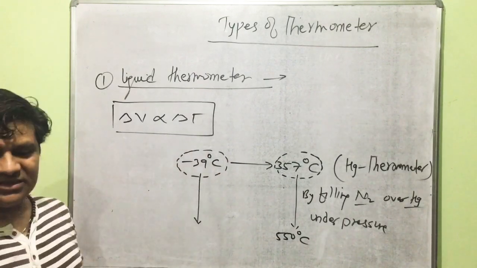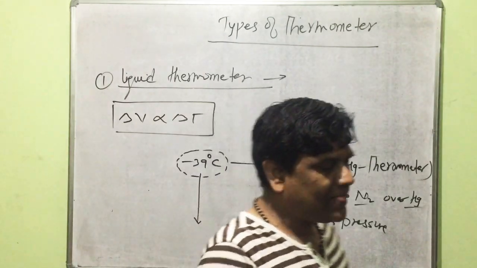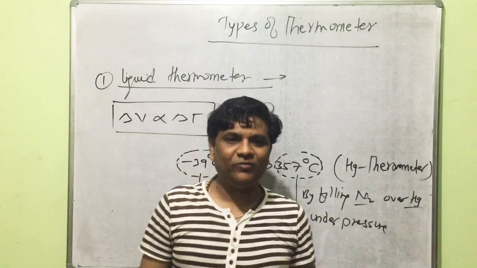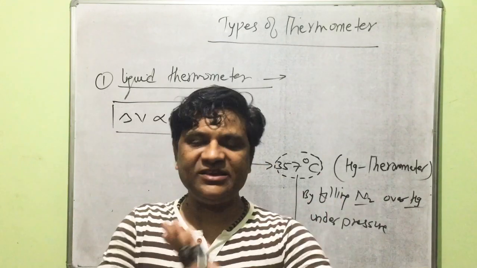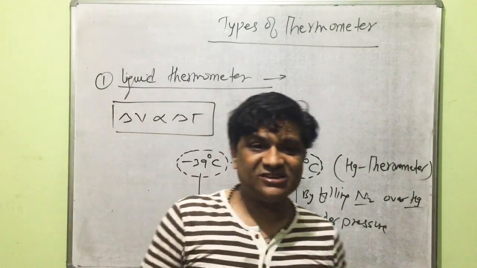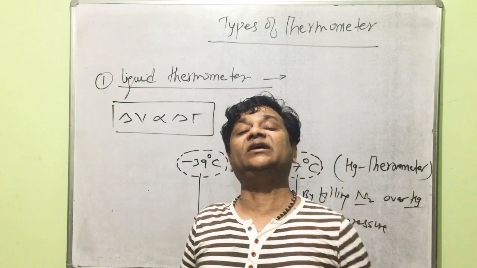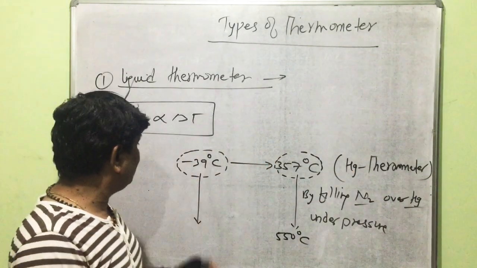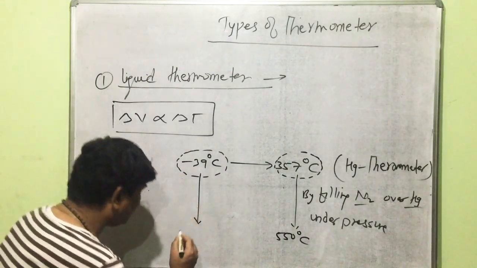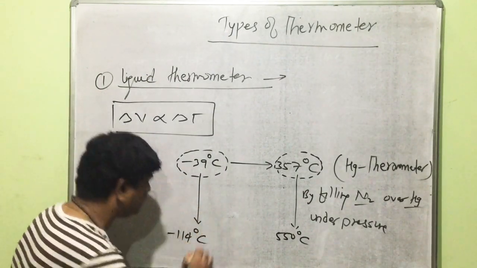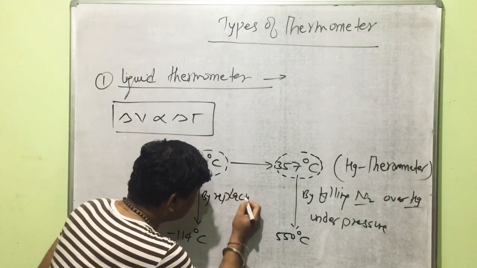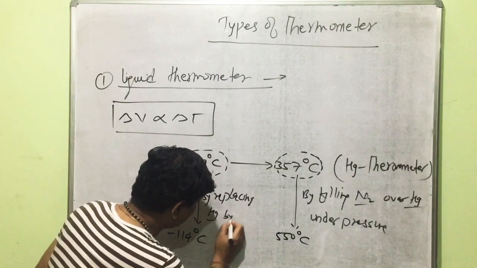Mercury cannot measure the temperature below minus 39 degrees Celsius. Now we want to measure a temperature down to minus 110, minus 112 or minus 114 degrees Celsius. Everybody knows mercury cannot measure the temperature below minus 39 degrees Celsius, but we can measure a temperature below minus 39 degrees Celsius by replacing mercury by alcohol. Alcohol can measure a temperature down to minus 114 degrees Celsius.